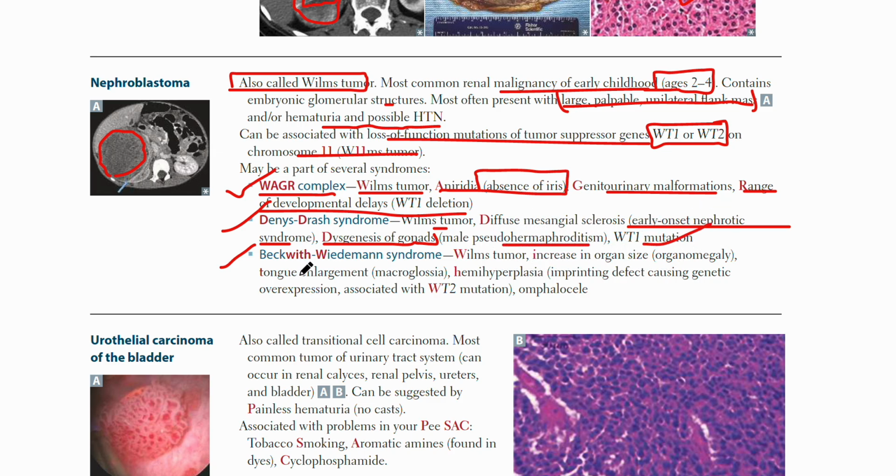And in Beckwith-Wiedemann syndrome, there is Wilm's tumor, increase in organ size like organomegaly, and tongue enlargement, which we call macroglossia, and hemihyperplasia can be present, that is imprinting defect causing genetic overexpression associated with WT2 mutation. This time it is WT2 mutation, and in the other two syndromes it was WT1 mutation. And also omphalocele can be present, right?